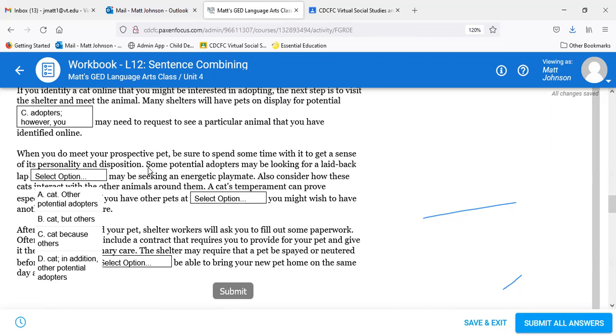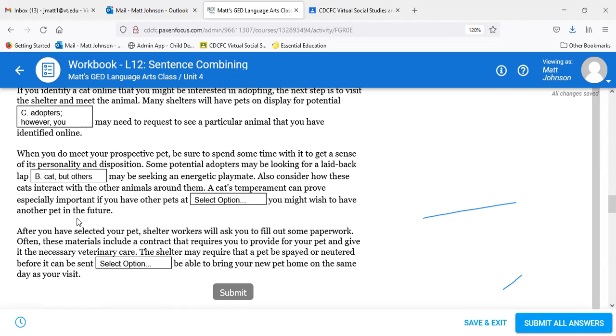Some adopters may be looking for a laid-back lap cat, but others may be seeking an energetic playmate. So, right, two different sides there. You have some people looking for this, some people looking for that. We combine those two ideas with but for the contrast there. So cat, comma, but others may be seeking an energetic playmate.